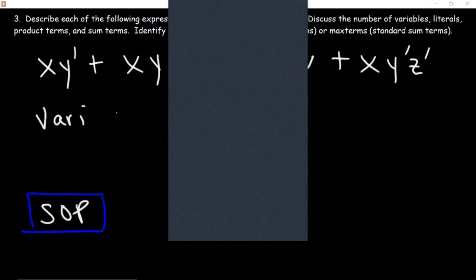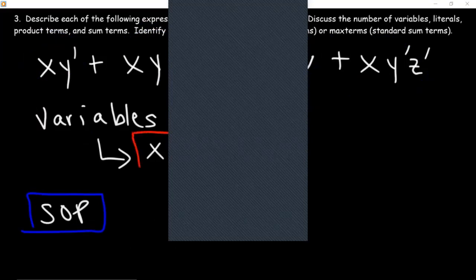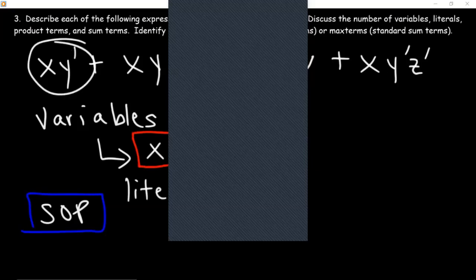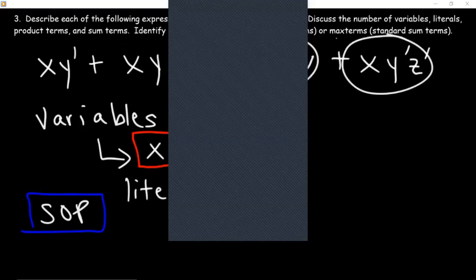Now, how many different variables do we have in this expression? Notice that we have x, y, z, and let's not forget w. So we have a total of 4 different variables. Now, how many literals do we have? Here we have 2 literals. It could be complemented or uncomplemented. Here we have 3 literals. This has 4, and then this is 3. So if we add them together, there's a total of 12 literals in this expression.